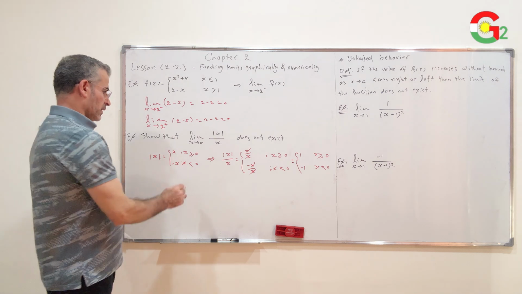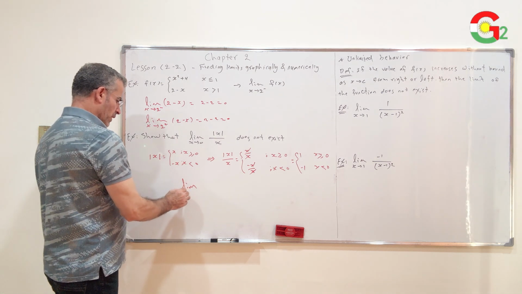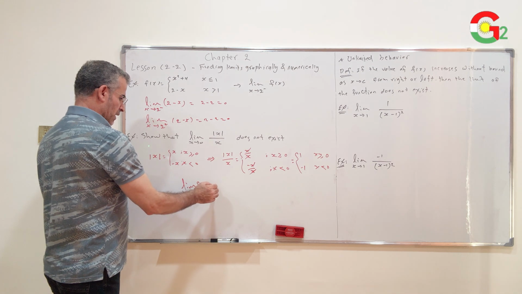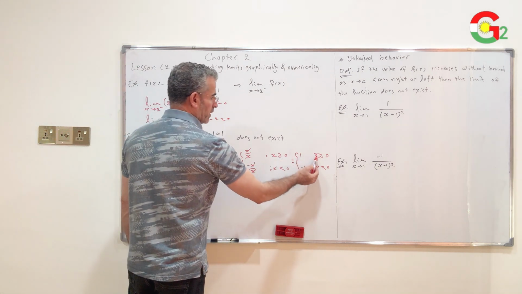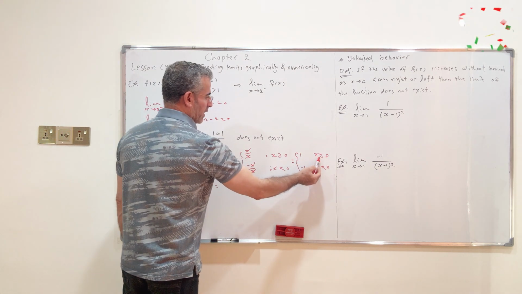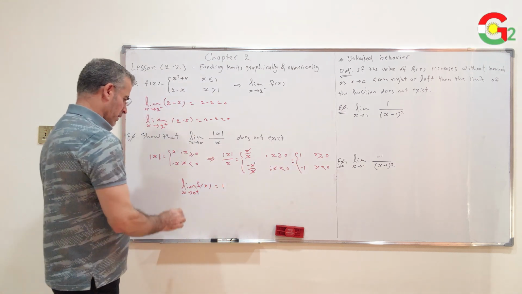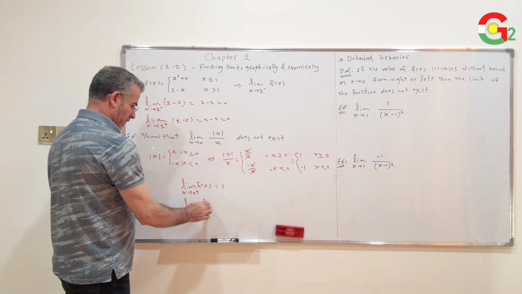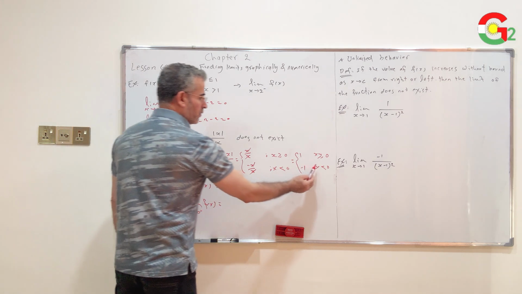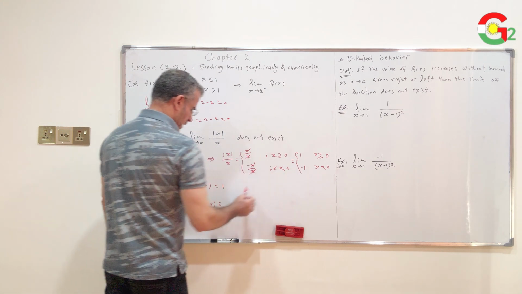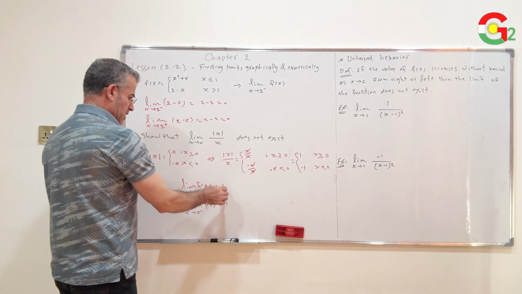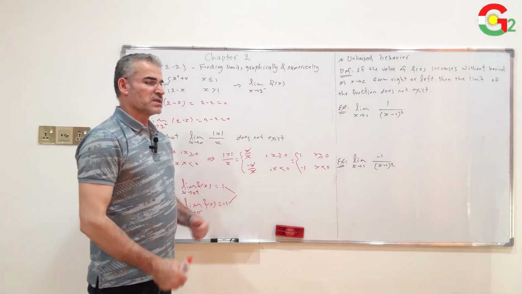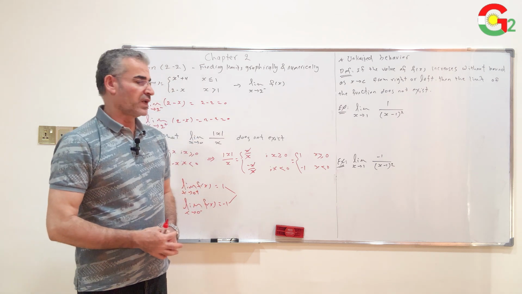If I want to find limit when x approach 0 from right for f of x, it means when x is greater than or equal to 0, the answer is 1. And limit when x approach to 0 from left, it means when x is less than 0 and the answer is negative 1. Since negative 1 is not equal to 1, the limit does not exist for this function when x approach to 0.